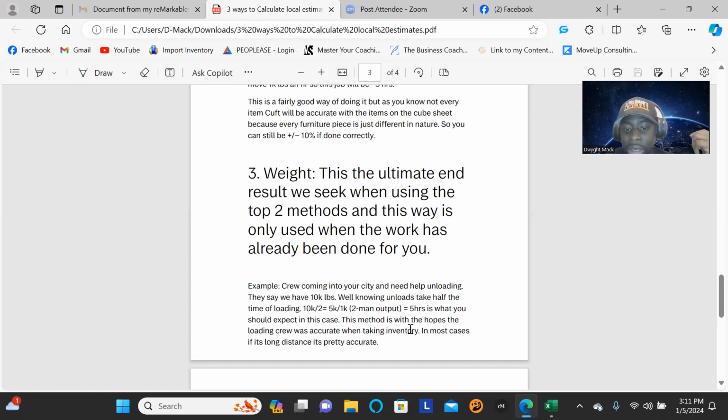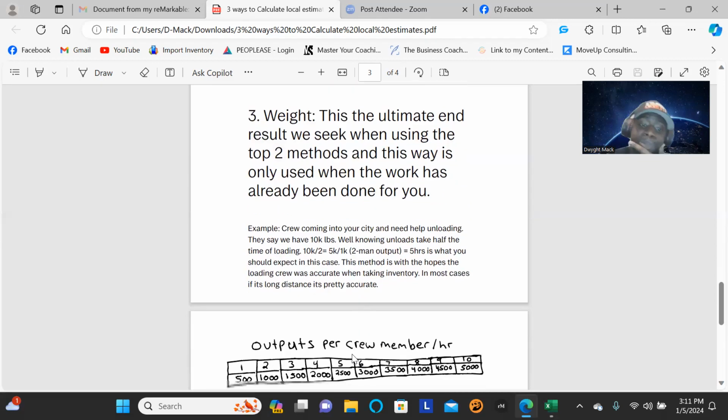This method is with the hopes that the loading crew was accurate when taking inventory. In most cases, if it's a long distance job, they're pretty accurate because they have to have their trucks weighed at the weigh station, and they don't want to be too far off, because we all know those are fines.